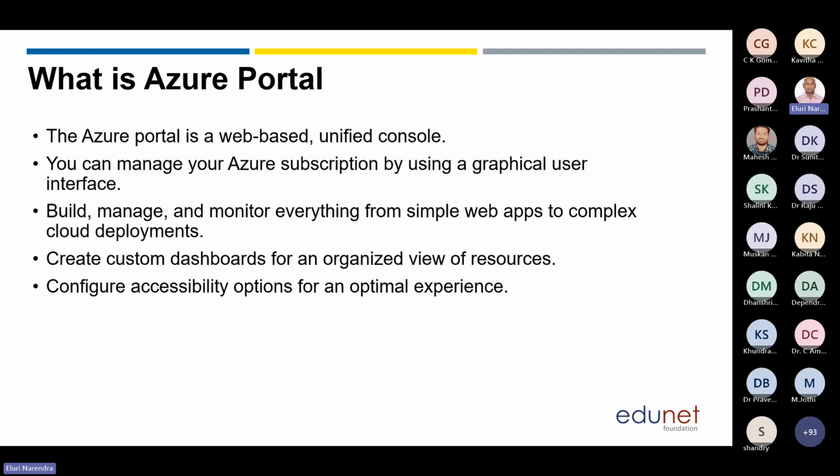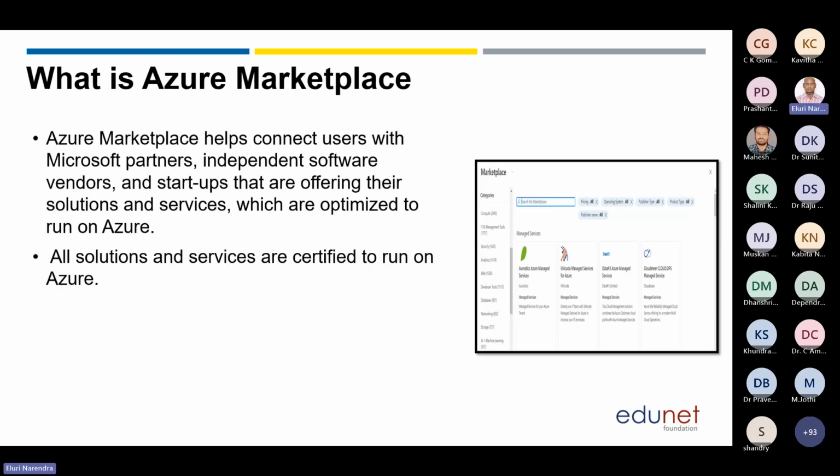Among all these 200 services, some may be related to hardware, some related to software, and some may be related to a combination of both hardware and software. So you can request any service from a single place. That is this website, www.portal.azure.com.